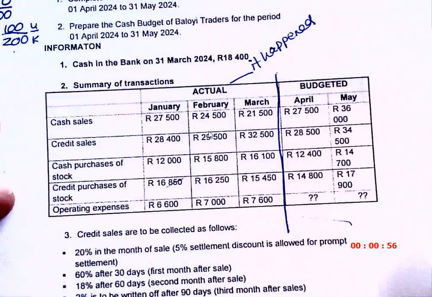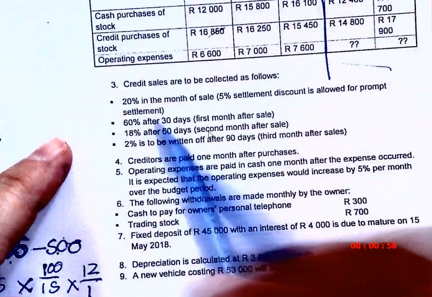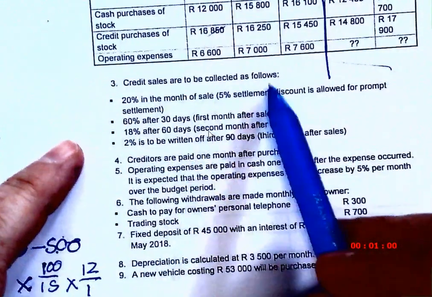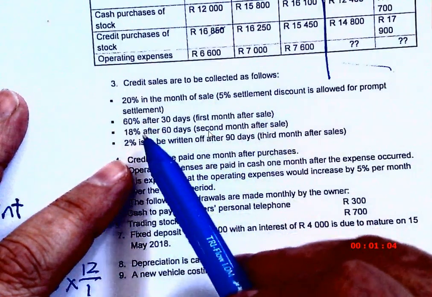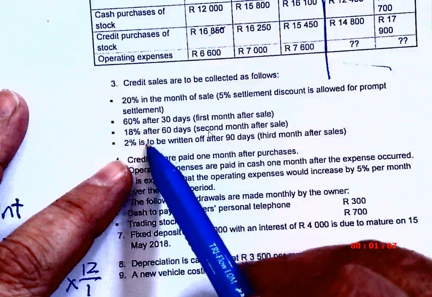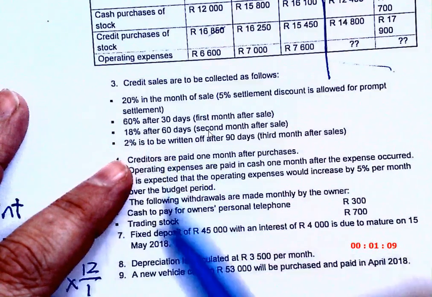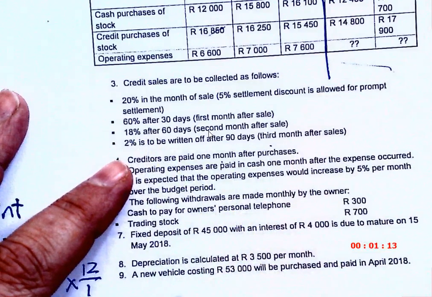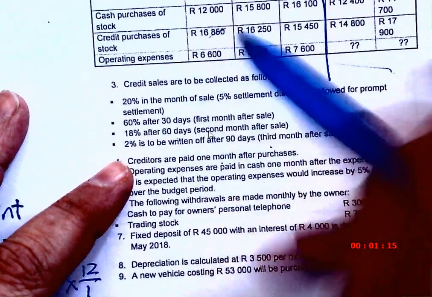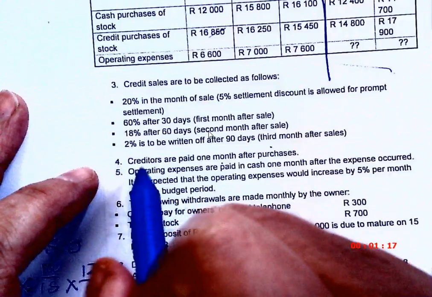Okay. So now, if I look here, can you see they say credit sales are to be collected as follows: 20% in the month of sale, 60% after 30 days, 18% after 60 days, 2% written off after 90 days. Can you see? So we call this a schedule.